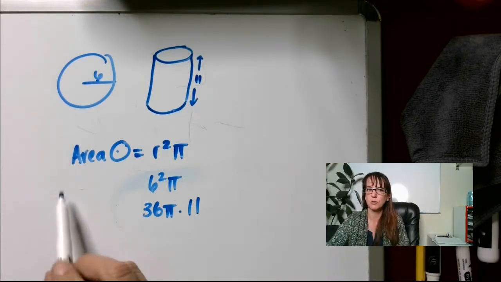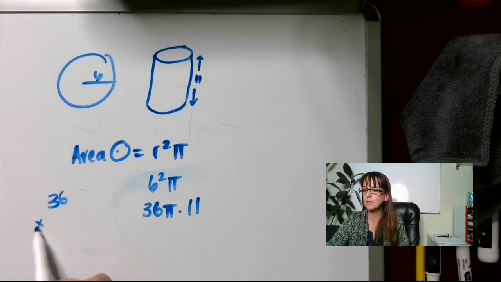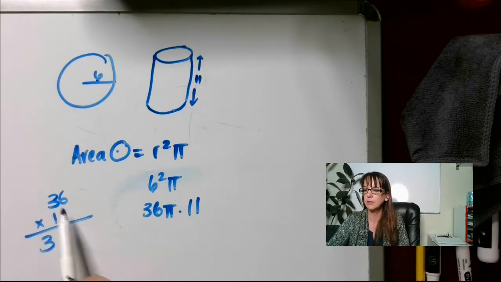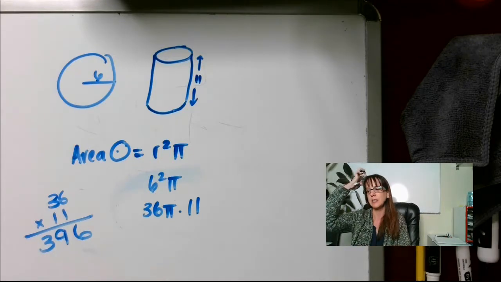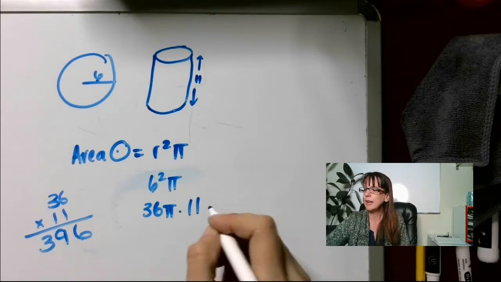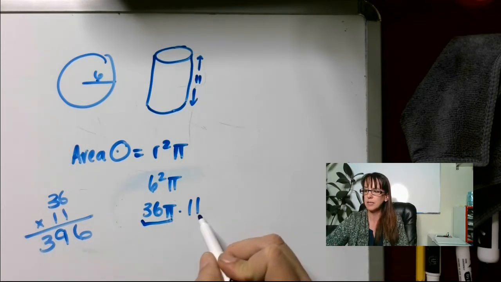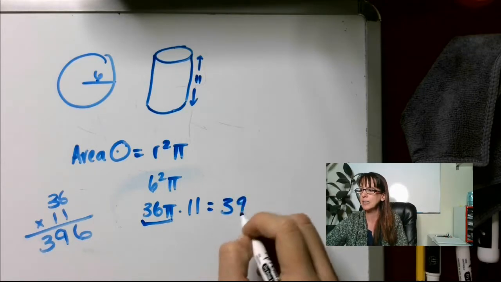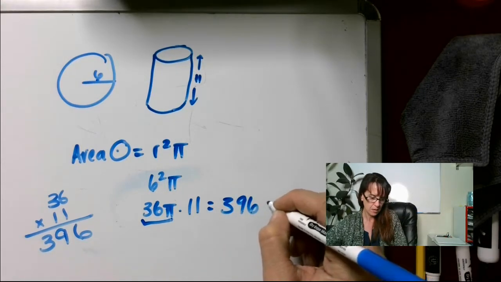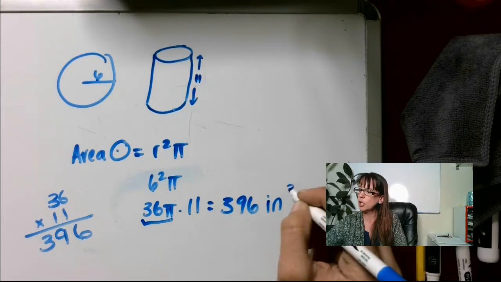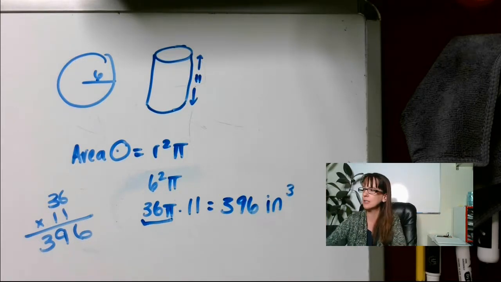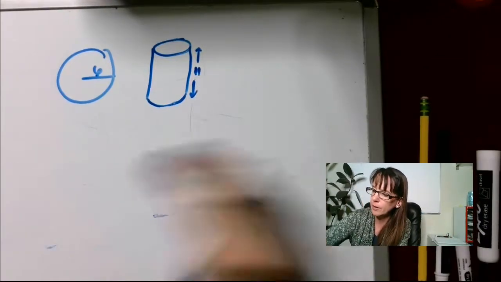Guys, if you've ever seen this trick for 11, 36 times 11 is, take the 3 and the 6 and go like that. 3 plus 6 would be 9, so that goes in the middle. So 396. All right, so the volume, because this is the area of the base times the height, gives us a volume of 396 inches cubed. So make sure that you're remembering how to find the area of the base.